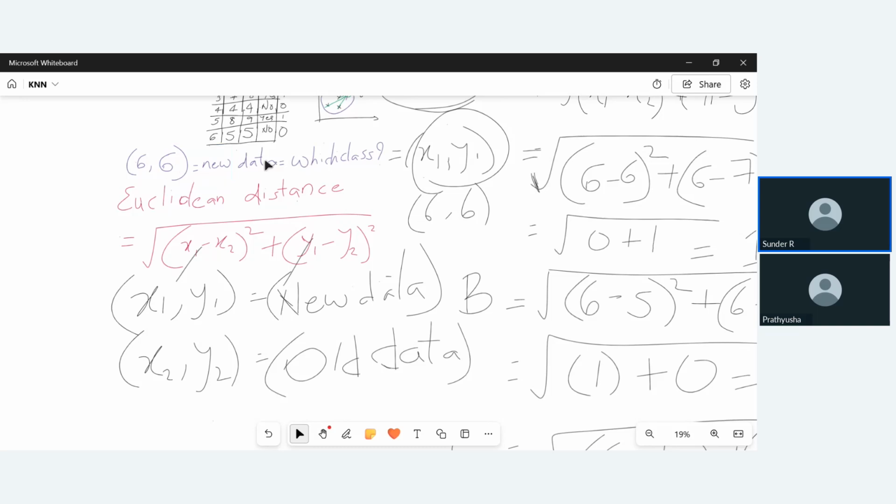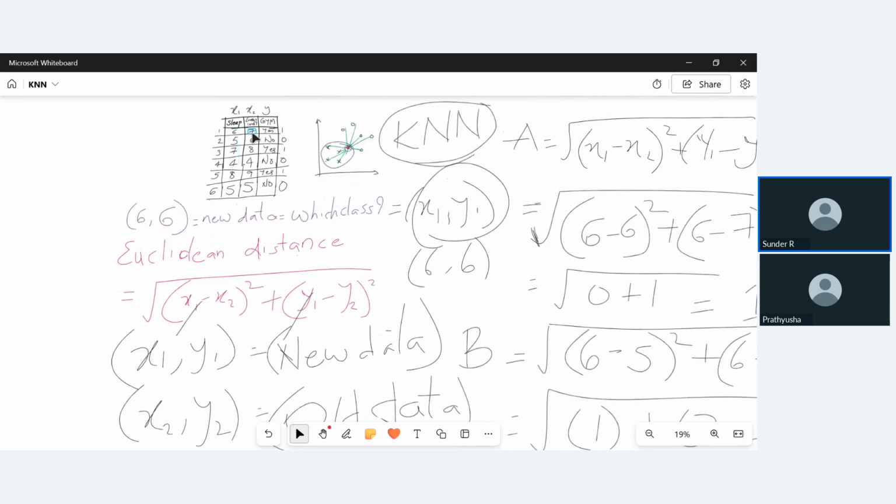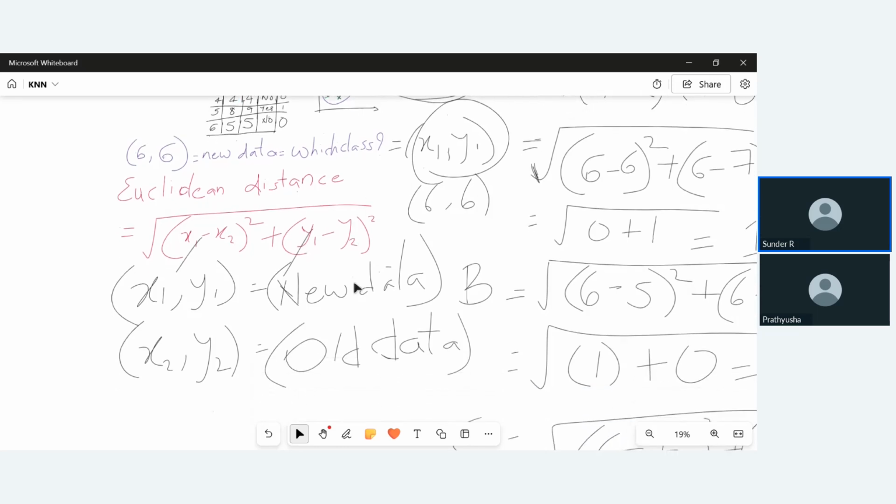Okay, so to find this class, what we'll be doing is we will be finding the distance formula. So what is the distance formula? It is the square root of x1 minus x2 the whole square plus y1 minus y2 the whole square. So here x1 and y1 are nothing but the new data point that we can consider, and x2 and y2 are nothing but the data point that we have from the data. Here we have like 6 comma 7, right? These are all, our x2 is 6 and y2 is 7. It's clear. So now what we will be doing is we will be finding the distance formula.